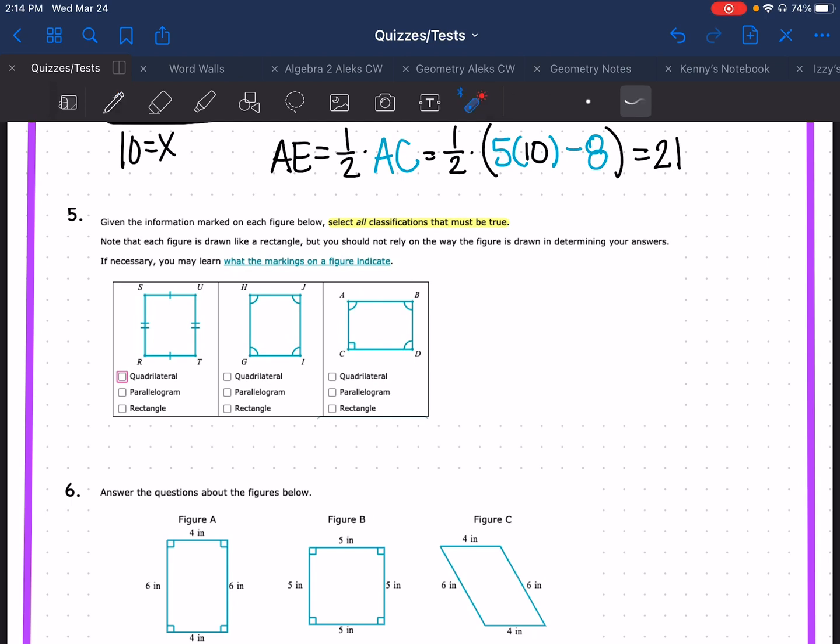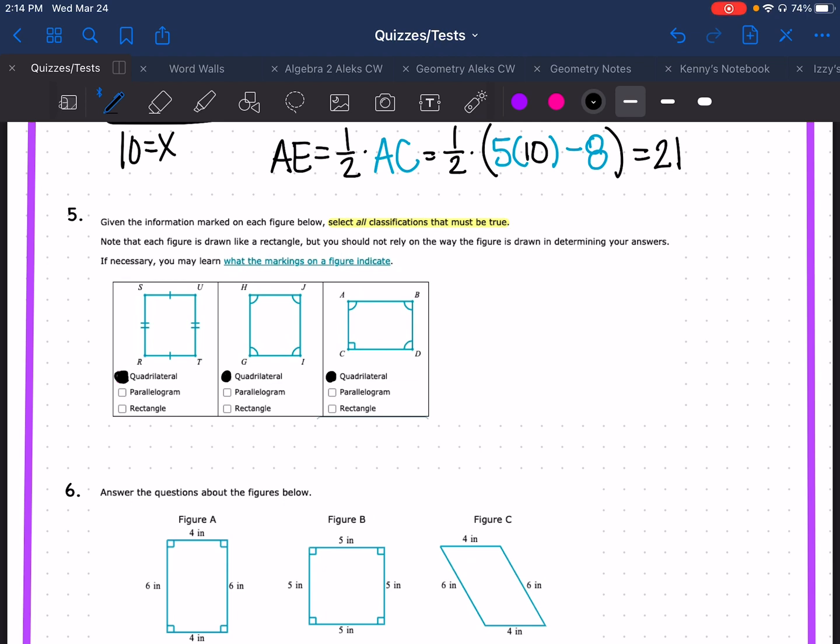Okay, so the first one, all of them are going to be quadrilaterals because a quadrilateral just means that we have 4 sides. So if we look at all of them, they all have 4 sides. So I'm going to go ahead and mark a quadrilateral for all of them. That's just a given. Quadrilateral just means we have 4 sides.